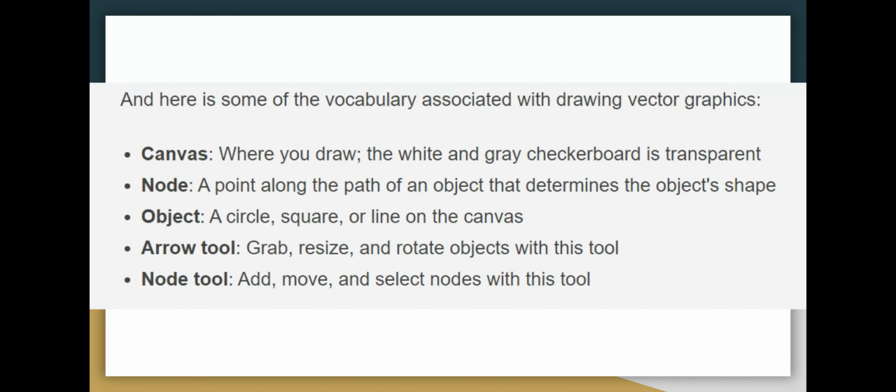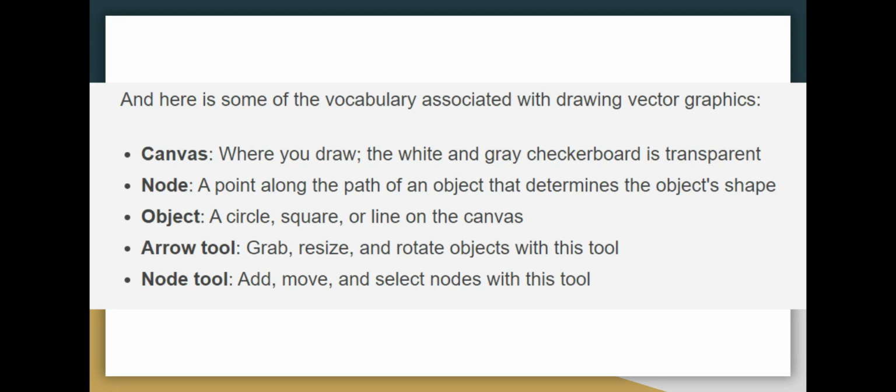Here's some of the vocabulary words we use when we're drawing vector graphics. The canvas is where you draw, obviously like a painter's canvas. A node is a point on the path of an object. The nodes are all connected to each other in any one vector object, and it is by pulling, pushing, and moving the nodes that you change the shape of your vector graphic.